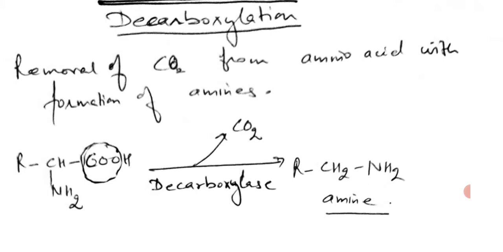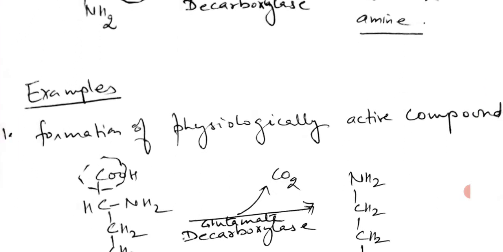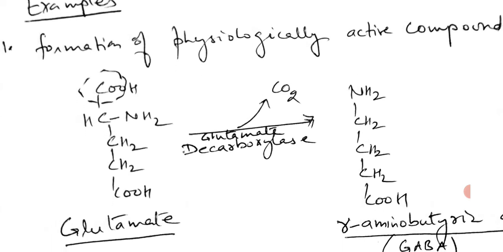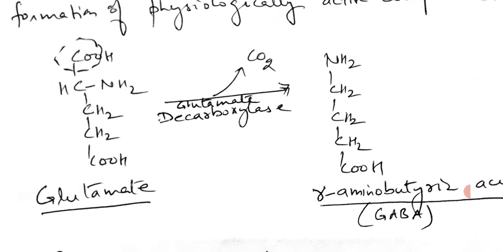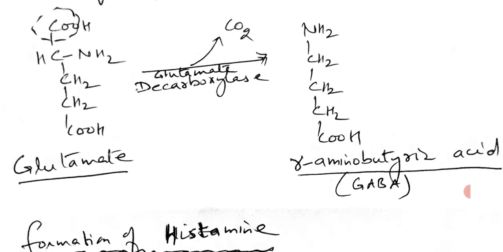When it is catalyzed by the enzyme decarboxylase, there is a removal of carbon dioxide, and the resultant product is known as the amines. For example, the formation of gamma aminobutyric acid, which is commonly known as GABA, from the amino acid glutamate. In this reaction, which is catalyzed by the glutamate decarboxylase enzyme, there is a removal of carbon dioxide from the carboxylic acid, and the resultant product is known as gamma aminobutyric acid, or GABA.